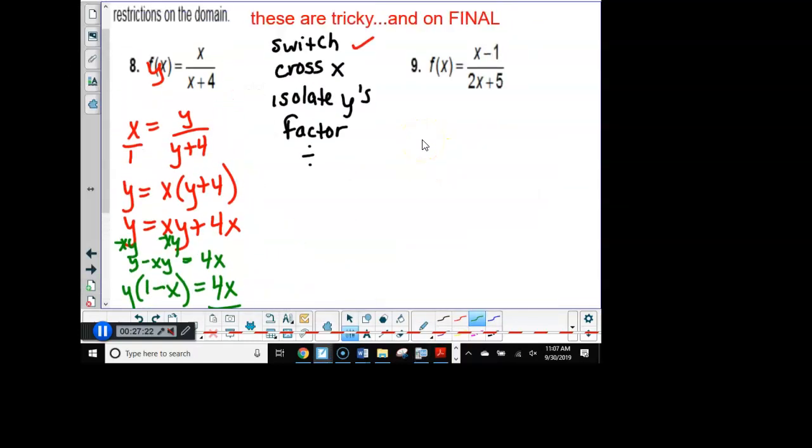All right. So same process. You want to try this one on your own? Switch all the x's for y's, cross multiply, get all the y's on one side of the equal sign and everything else on the other side of the equal sign, and then factor out the y's.